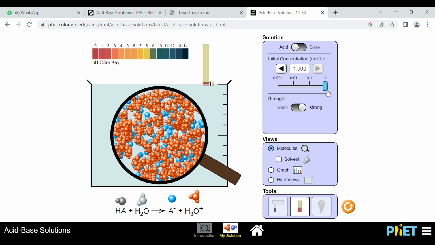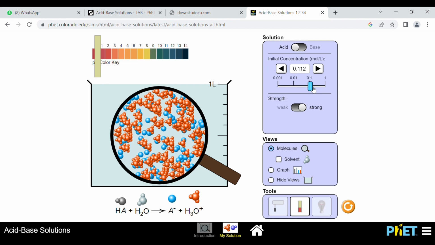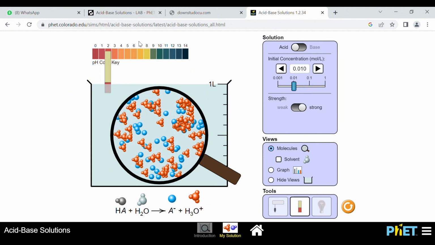Right now the solution is strong acid, but I change the tool by using litmus paper. So as I dip it at the concentration 1 or 0.1 or 0.01 or 0.001, the litmus paper will change according to their pH level. We can check the pH level at the pH color key. The pH level will be determined according to their colors.